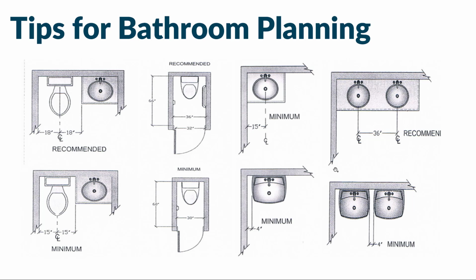Looking at sinks, 15-inch minimum on center from the wall for the sink location, and if it's a freestanding unit, having the edge a minimum of 4 inches from the wall. If there's multiple sinks, a minimum of 4 inches between, and then having 36 inches on center in the vanity situation is again much better and ideal.